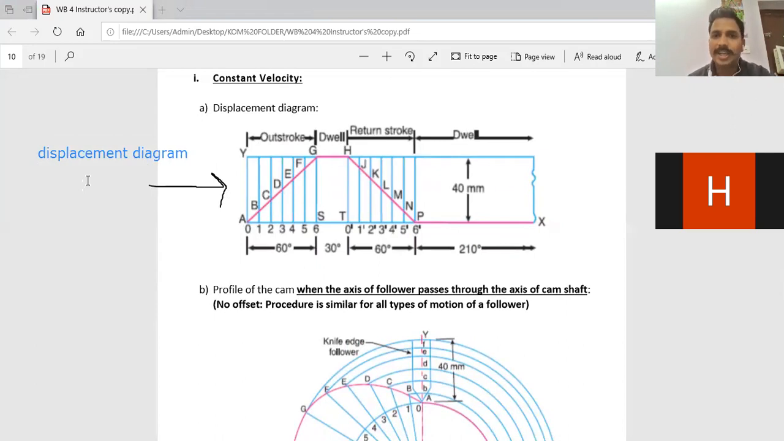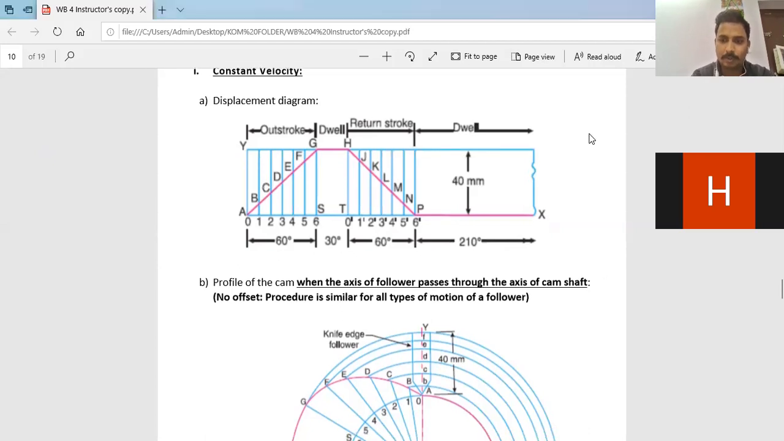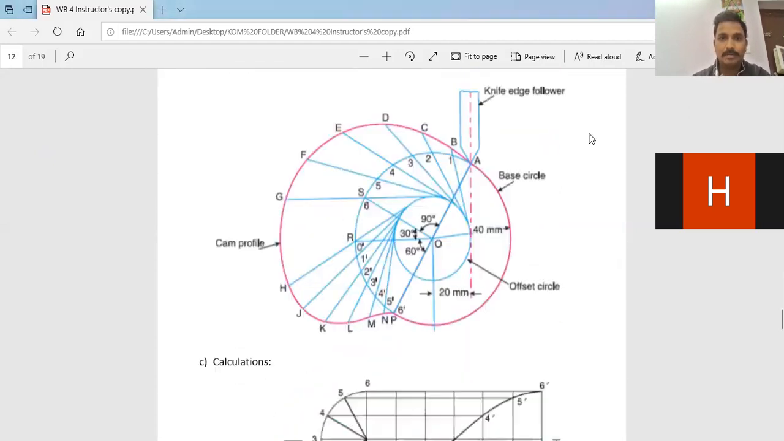The logic behind creating this displacement diagram is very important, and this has to be understood very thoroughly. I will be explaining how to draw the displacement diagram for uniform velocity as well as for simple harmonic motion today. Let us take this with a suitable example. I will be solving a numerical in front of you, drawing everything, and we will be covering the step-by-step approach. Let us see what the question says and how it is done.